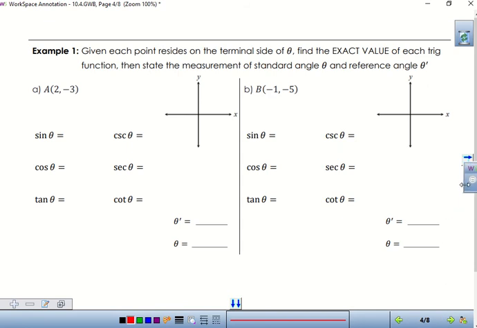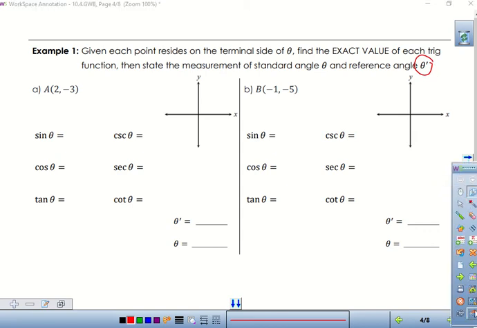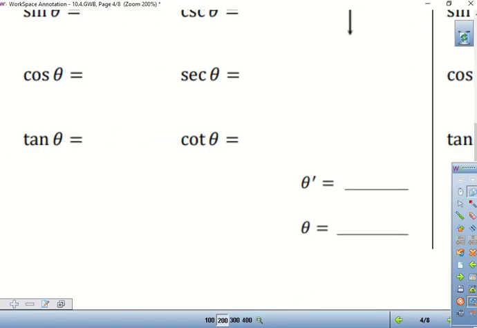So let's go ahead and try our first example. Given each point resides on the terminal side of theta, find the exact value of each trig function, and then state the measure of the standard angle and the reference angle. Remember how I said the reference angle has a little prime next to it, okay? That's going to be the angle inside the triangle, the one with the prime.